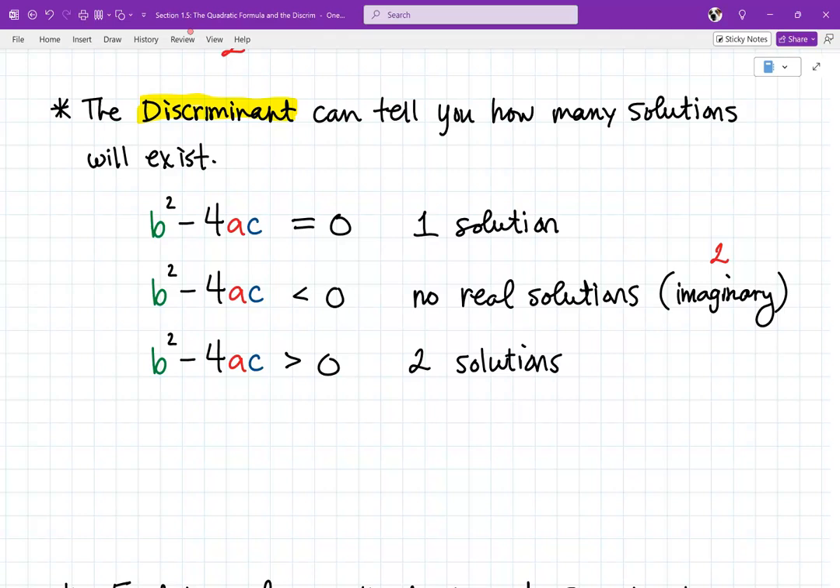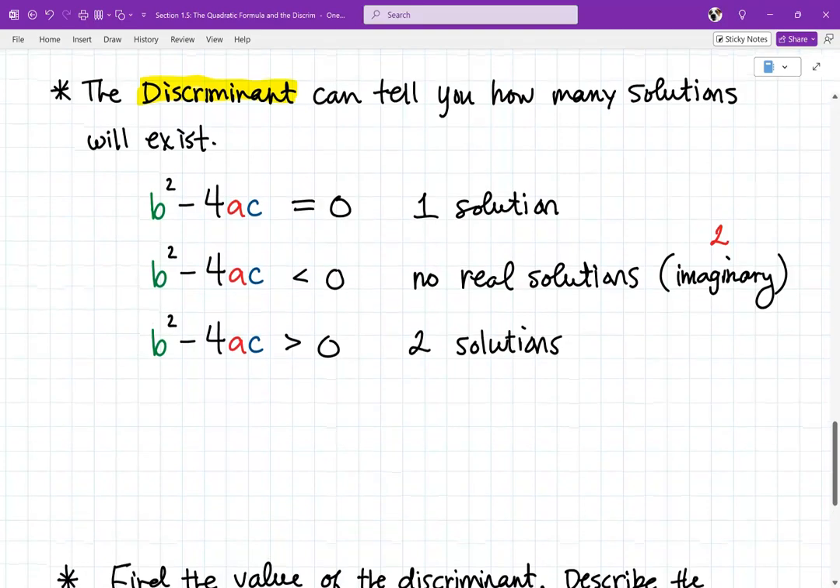So if it's equal to 0, 1 solution. If it's less than 0, no solutions, or you can say 2 imaginary, right? But no reals. And if it's greater than 0, 2 solutions. Okay, so either 0, 1, or 2. That's what we're looking for. Okay, so we're going to do 2.